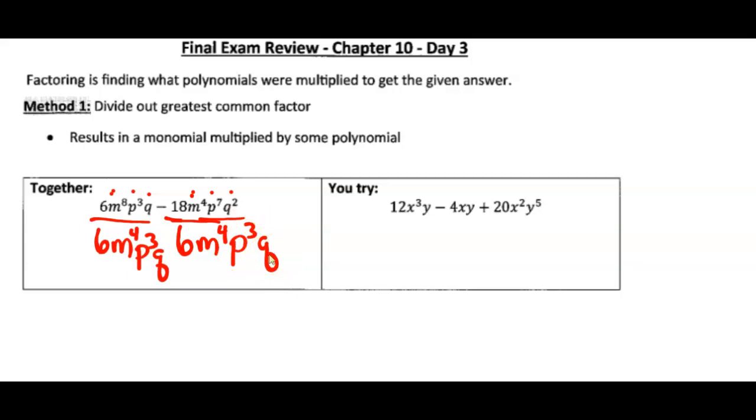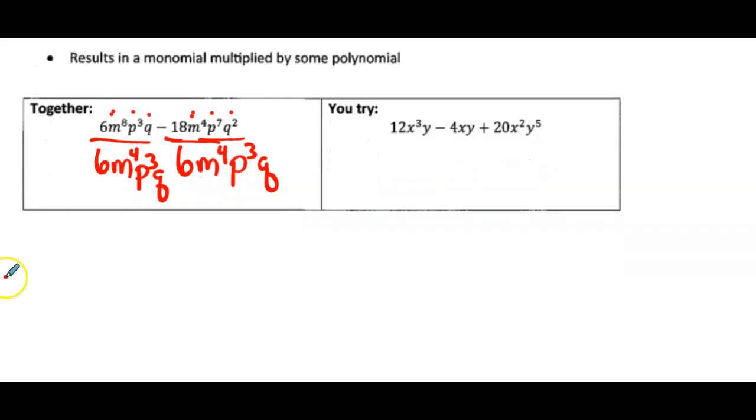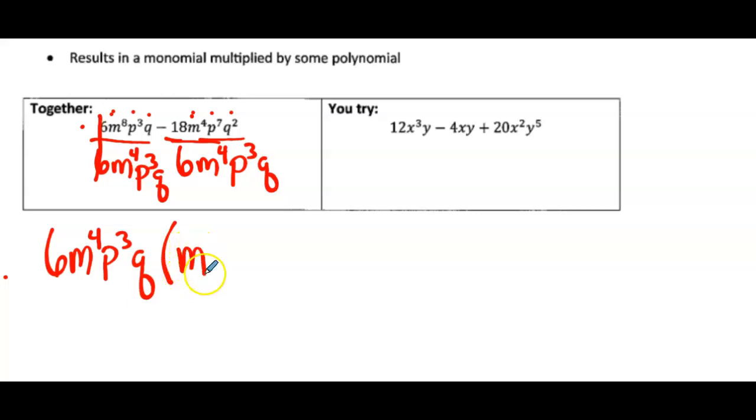Okay? And what am I going to get? Well, I'm going to get my monomial that I divided by. I'm going to apply my Chapter 8 rules here, and I'm going to figure out what my answer is going to be. Well, my 6's will cancel. My m's, I'm going to get 8 minus 4, so I'm going to have m to the 4th. My p's, I have p to the 3rd, p to the 3rd. Those will cancel. And my q's are going to cancel. So that's it for this first term.